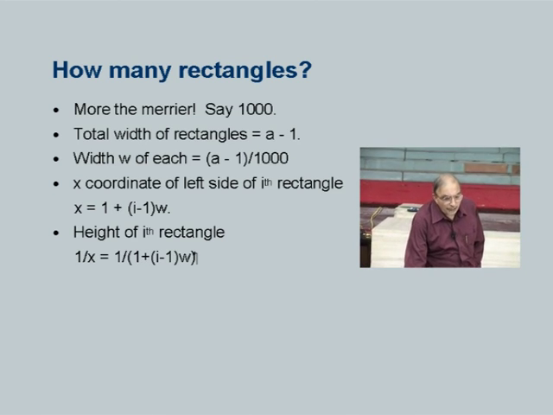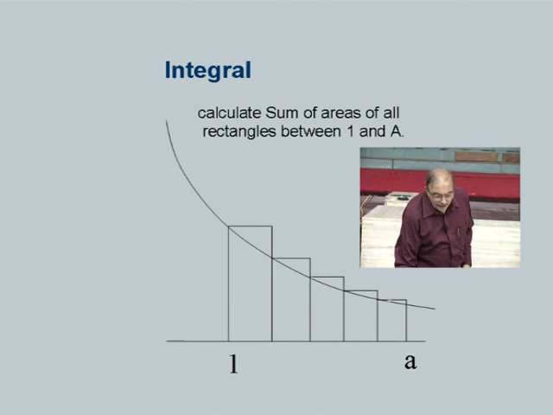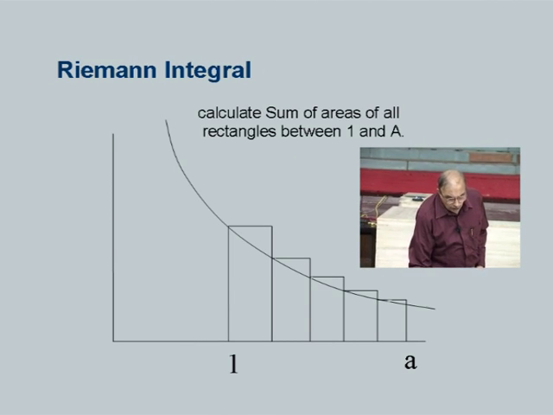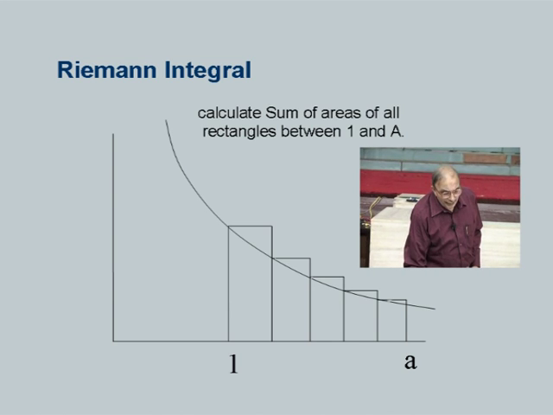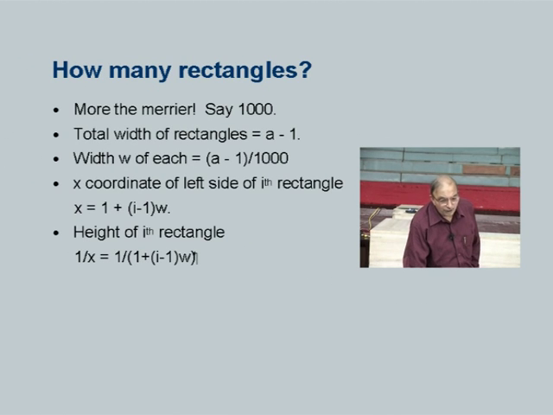Now what is the total width of rectangles? A minus 1. Let's go back to the previous slide. This is A. This is 1. So the total width is A minus 1. So the width of any rectangle will be A minus 1 divided by the number of rectangles. So A minus 1 divided by 1,000.